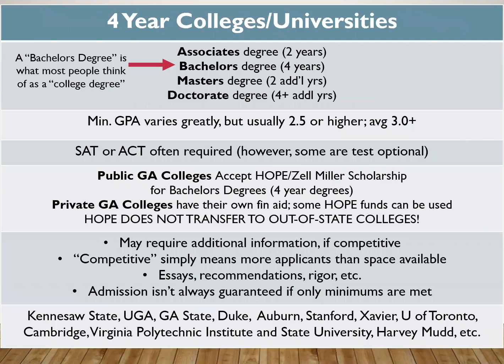Okay, so four-year colleges, this is where most people end up spending the majority of their time focused. At a four-year college, you can earn an associate's degree. Not all of them have associate's degrees, but some do. Bachelor's degree, that is the one that everybody thinks of as the four-year college degree. Bachelor's degree is usually what people are looking for. After a bachelor's degree, if you want to continue your education, that's where you might get a master's degree, which is usually around 2 years, and then a doctoral degree can be 4 or more additional years.